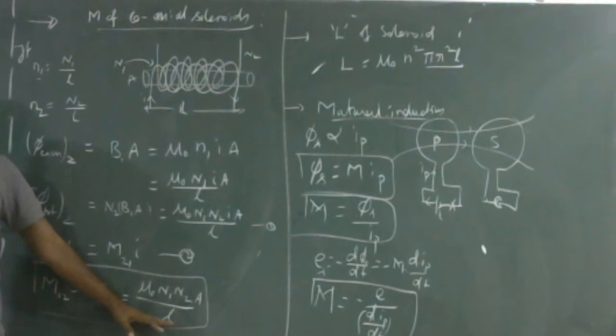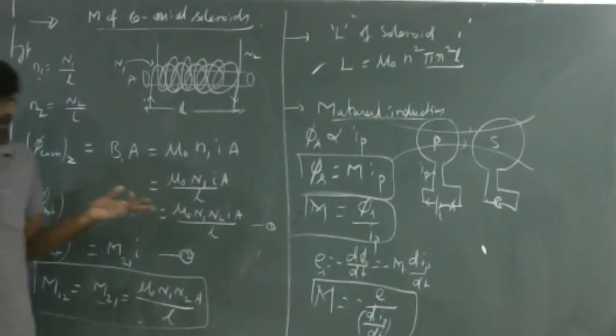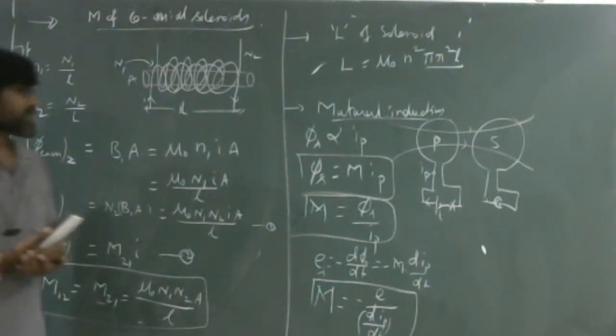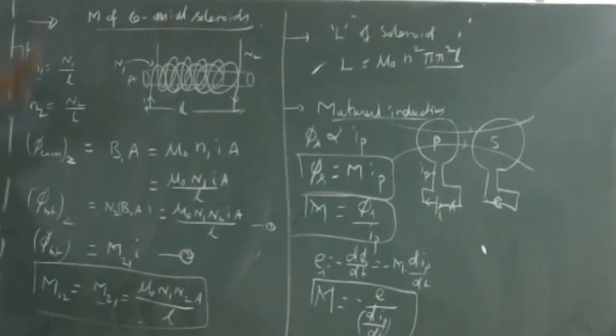Got it? So it does not depend on which solenoid the current is flowing in. Instead of considering the first one as primary coil and the second one as secondary, if you take the second one as primary coil and the first one as secondary, you will get the same result. So this point you have to remember. As a conceptual point, you may come across some questions based on this. So this is briefly about mutual inductance of coaxial solenoids.